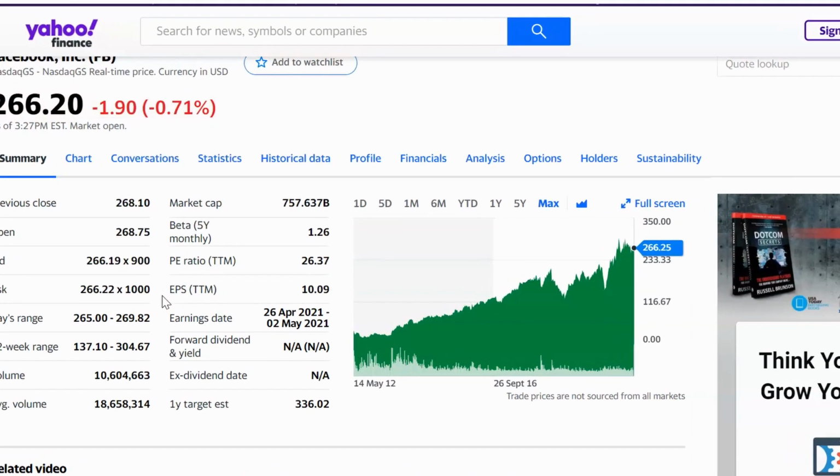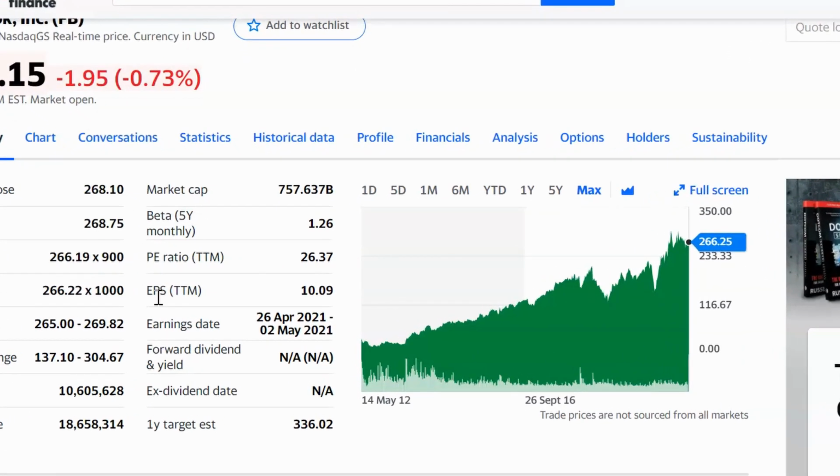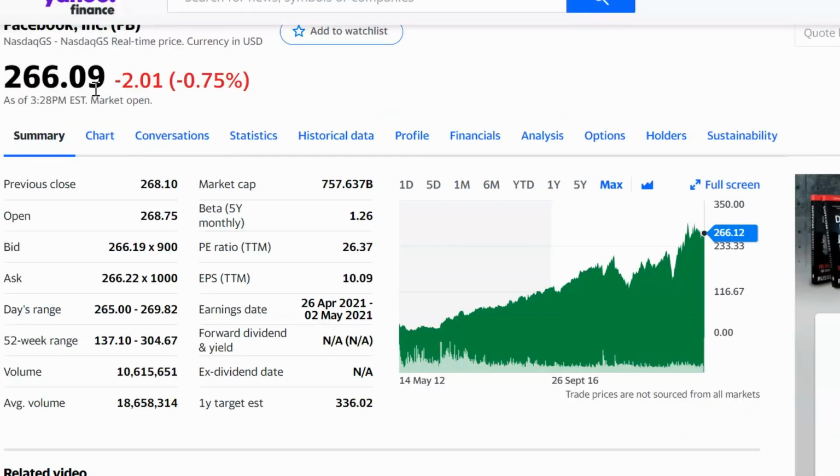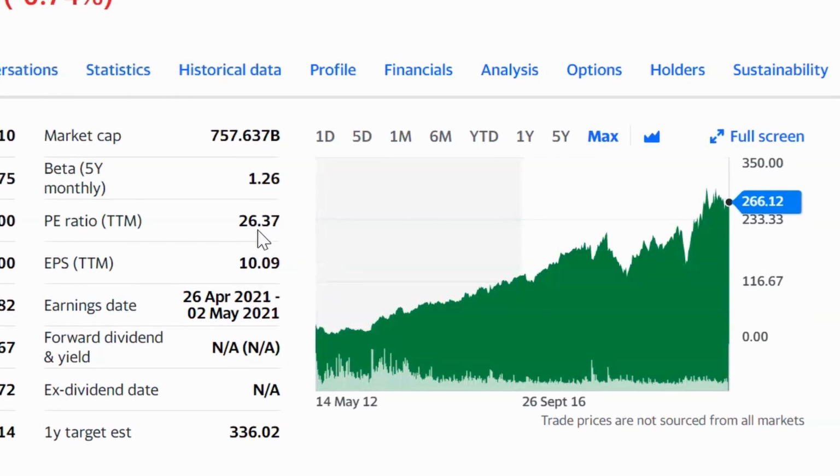This first one I want you to look at is EPS. That stands for earnings per share. What this basically means is earnings, so the total profit that the company has made over the past 12 months, divided by the amount of shares that Facebook have. This basically means how much profit the company is making per every single share that they own. So for every single $266 share, the company is making $10.